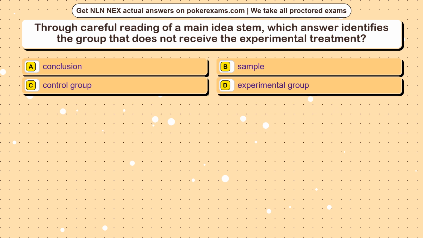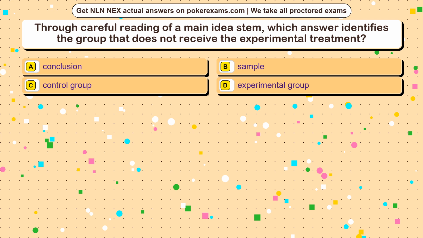Question 25. Through careful reading of a main idea stem, which answer identifies the group that does not receive the experimental treatment? Option A, conclusion. Option B, sample. Option C, control group. Option D, experimental group.